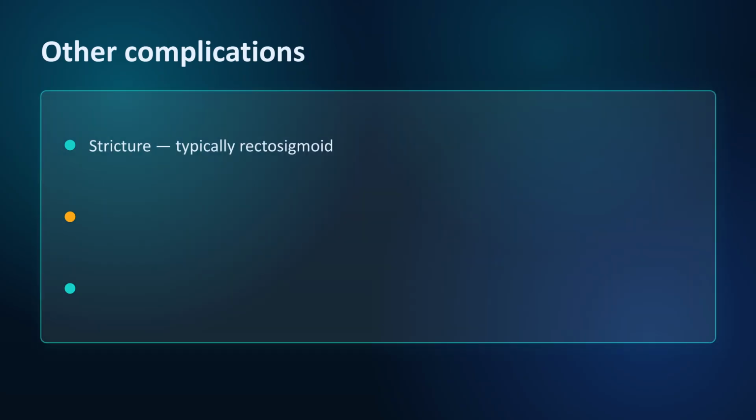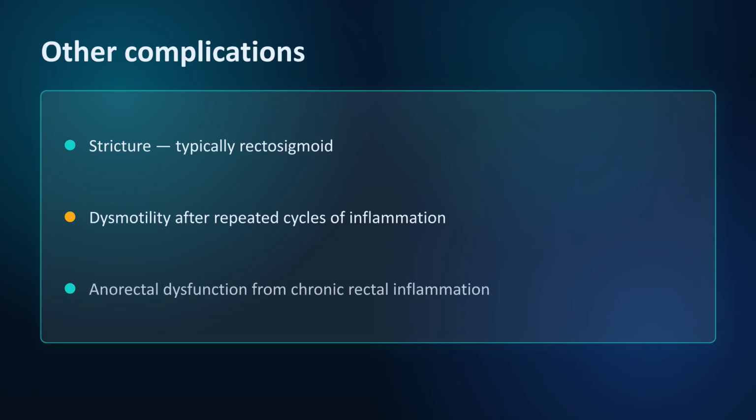Stricture can develop after recurrent inflammation, typically in the rectosigmoid. Dysmotility follows repeated cycles of inflammation and healing. And anorectal dysfunction results from chronic rectal inflammation. Patients can be left with urgency and incontinence, even when the disease itself is quiet.